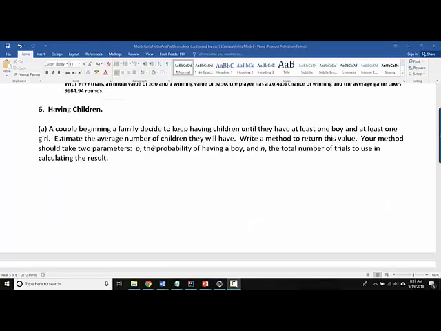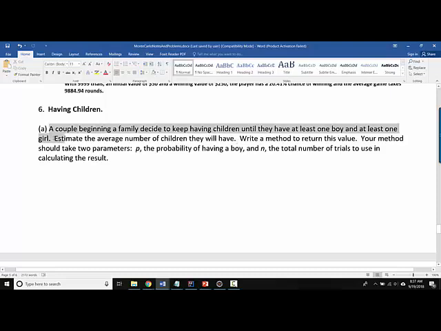Let's look at having children. So a couple beginning a family decide to keep having children until they have at least one boy and at least one girl. So in other words, as long as either they have 0 boys or 0 girls, they will continue to have children. So estimate the average number of children they'll have.